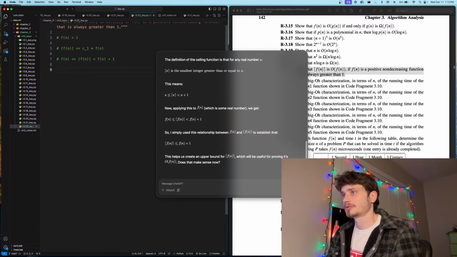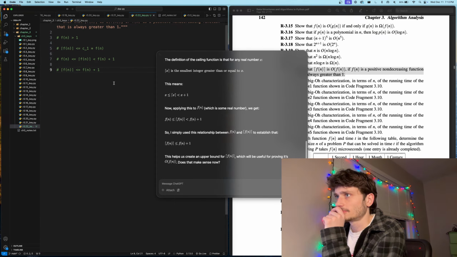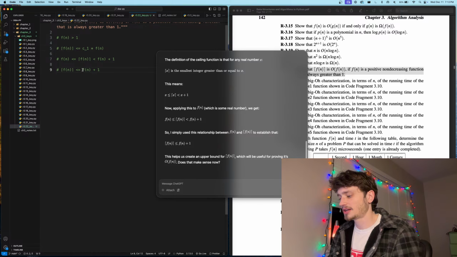So it's weird that they. So then this becomes less than or equal to f of n plus 1. Okay. So now we have the ceiling is, now we have some constant out here.